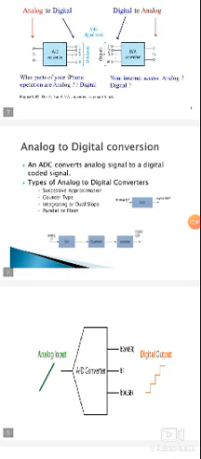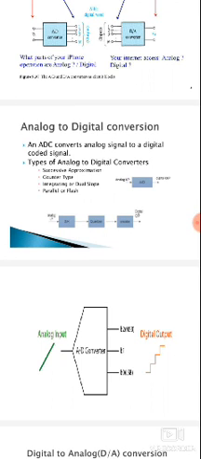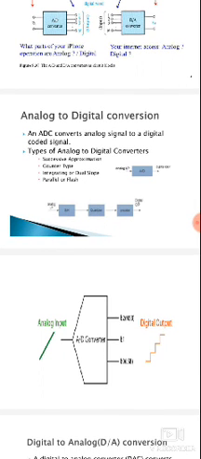Next, analog to digital conversion. An ADC converts analog signals into digital coded signals. ADC stands for analog to digital converter. There are types of analog to digital converters, like successive approximation. These are the different methods to convert analog information into digital information, that is, analog signals to digital signals. One is successive approximation, counter type. Next, integrating or dual slope. Last one is the parallel or flash method. These are some of the methods for conversion from analog to digital signals.